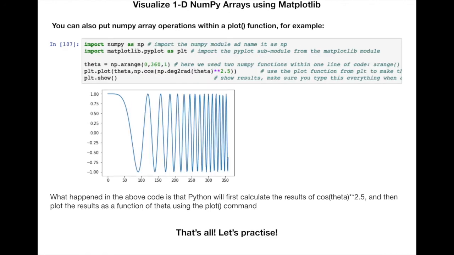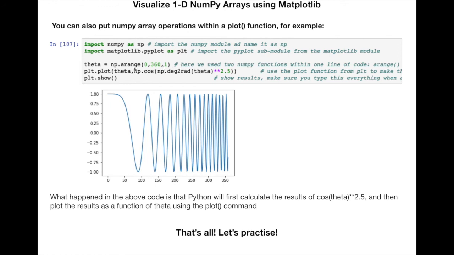All right, so you can also put NumPy array operations within a plot function. For example, look at this code. We import NumPy as np, and we also import pyplot as plt. Now we create a theta array, using the arange function, from 0 to 360 degrees stepped up by 1. So this is 0, 1, 2, 3, 4, all the way to 359.